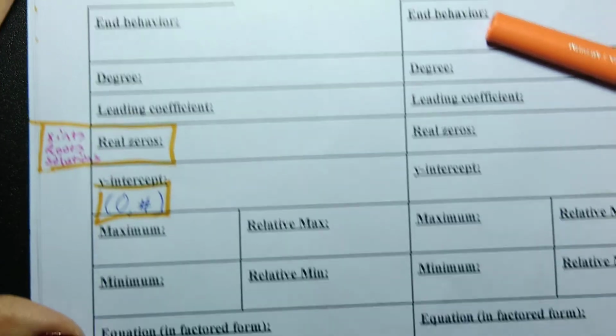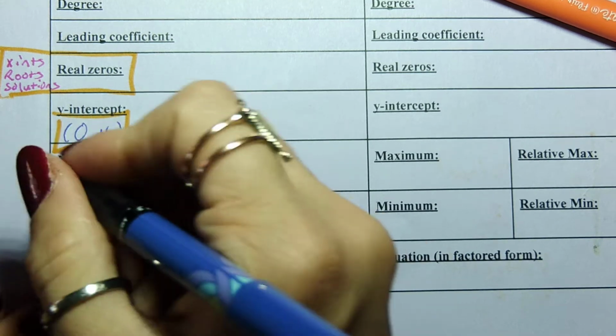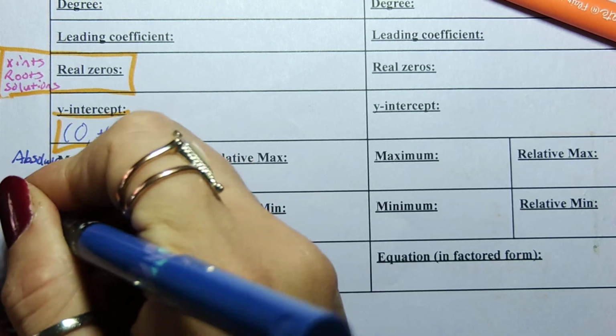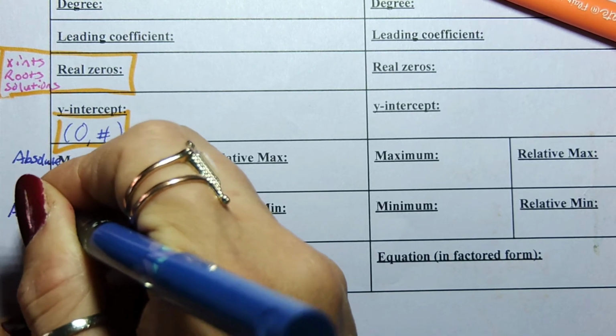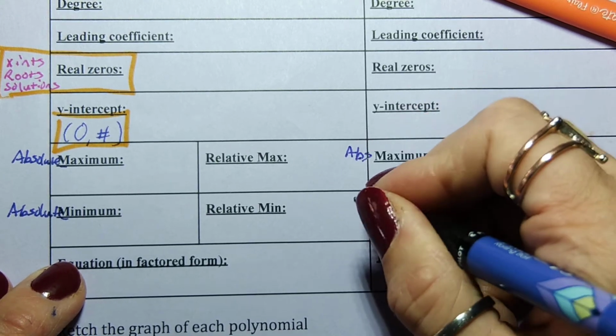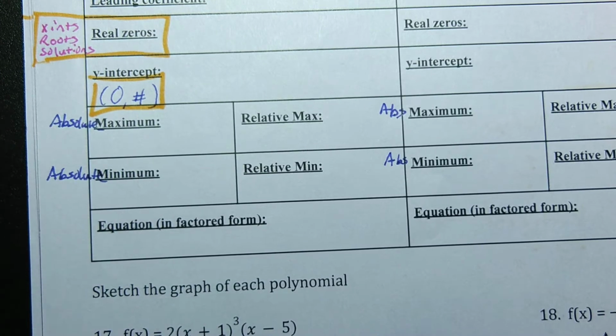Now, on this section, with the maximum and minimum and relative max and relative min, next to these two, I want you to write absolute and absolute. Now, you can only have one absolute value, though you could have multiple points getting to that value. But relatives, there can be multiples of them.